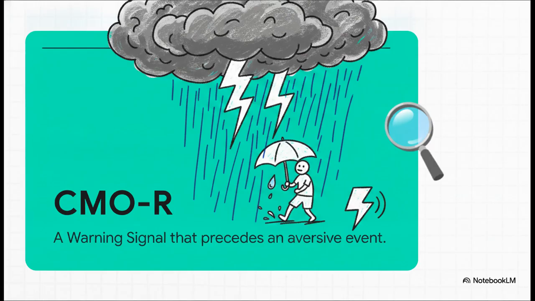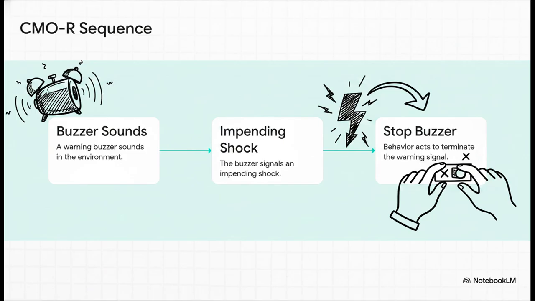In behavioral terms, the CMO-R is that antecedent condition. It sets the stage by loudly broadcasting to the environment, hey, heads up, something bad's about to happen. Now, let's watch how this actually builds in a classic step-by-step sequence. First, a warning buzzer sounds. Next, that buzzer specifically signals an impending shock or some other aversive event. Now, because of this historical pairing, the buzzer itself actually becomes an aversive condition. It's no longer just some neutral noise floating around the room. It has literally transformed into an active threat.